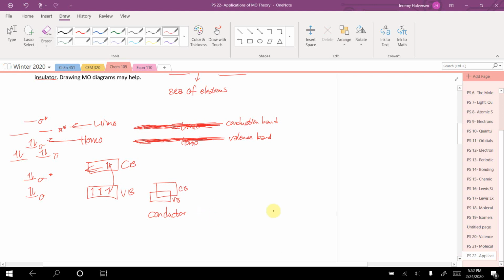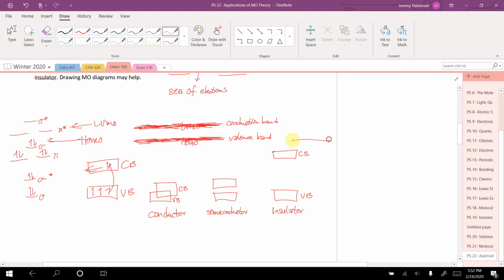An insulator then has its valence band and its conduction band, but there's a big energy gap between them. So it's very difficult to move electrons from the valence band up to the conduction band to allow them to move. Which means a semiconductor has just a small gap.